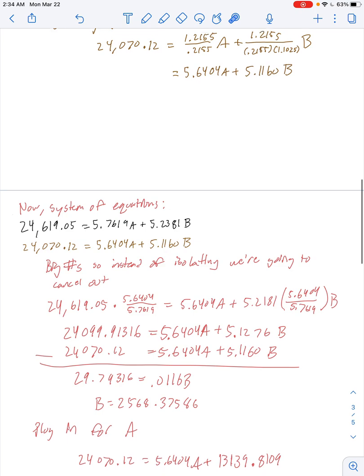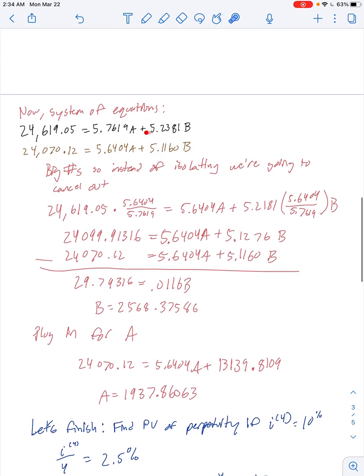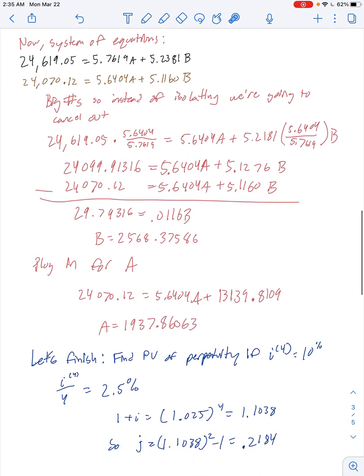And then system of equations time. Get your two equations. Because these are really long, big decimal numbers, I'm not going to isolate any variable. I'm just going to cancel it out. So I'm going to multiply by 5.6404 over 5.7619 to cancel out the coefficient of the A. And so we do here when we subtract. If I'm going too fast, feel free to pause.